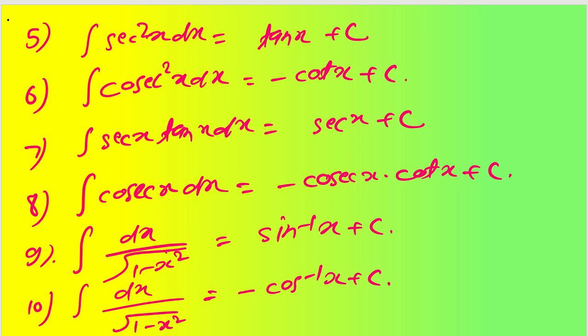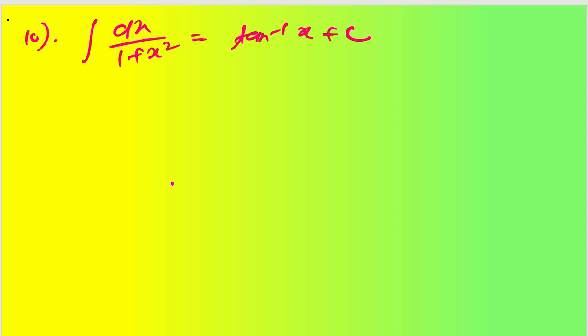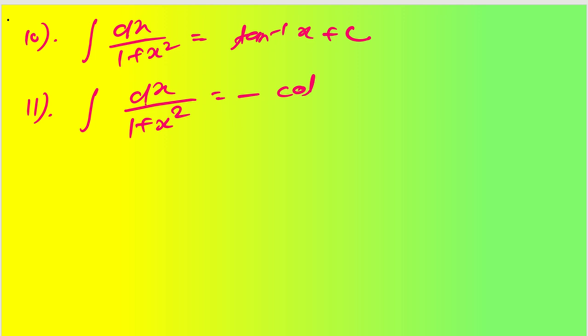Similar to that, one more thing is there. What was that? Let us say next one is dx by 1 plus x square. So 1 plus x square was what? Tan inverse x. So it will become tan inverse x plus c. However, the same formula can be written in terms of cot also. So it can be written as minus cot inverse x.